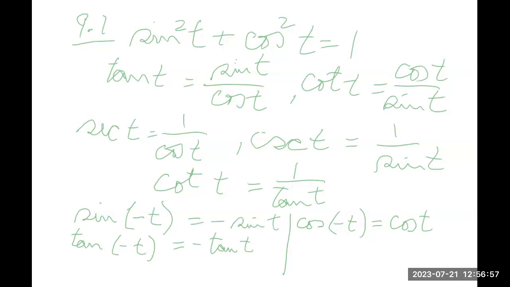So let's look at problem number 5, in which we are given an expression sine x times cosine x times secant x. And we are asked to simplify this as much as possible.